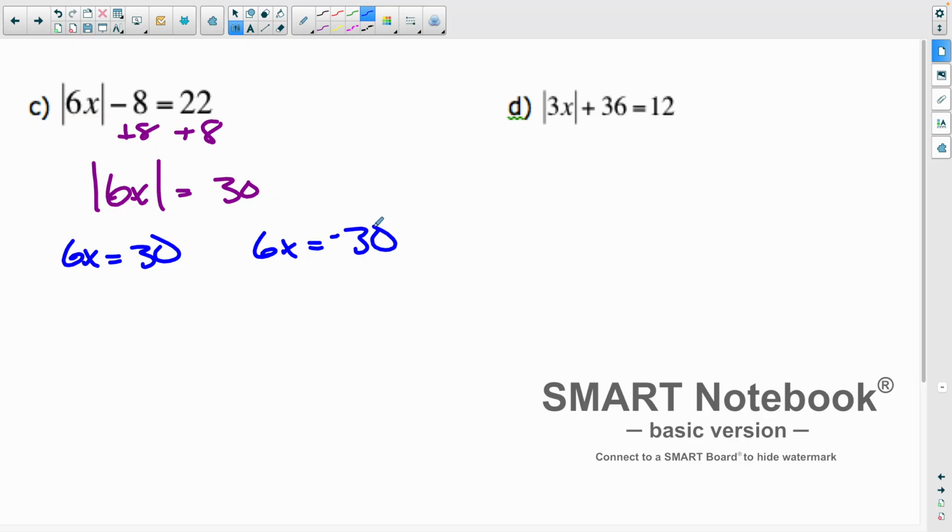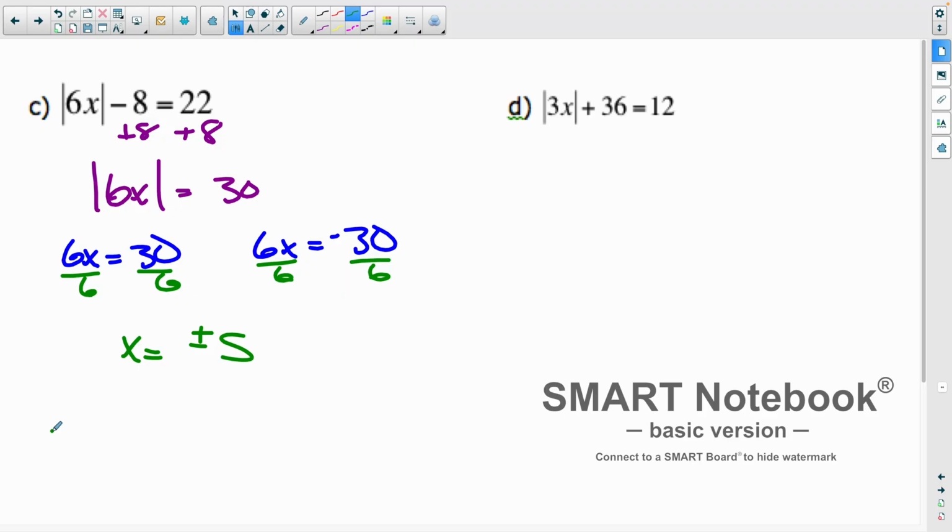All right. Final step is to do what? Divide by 6. Yeah. Solve by dividing by 6. So x equals plus or minus 5. You could write it like that if you'd like. You can do positive 5 and then negative 5, or you can do plus or minus 5. I'm okay with that.